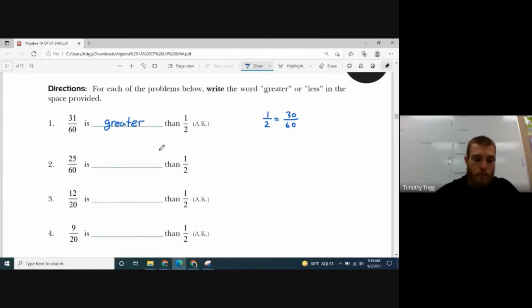Okay. I would also encourage you not just to write greater, but also to use the greater than symbol, so you get the hang of using these as well. If you remember, this one was greater than, and then this one is greater than.